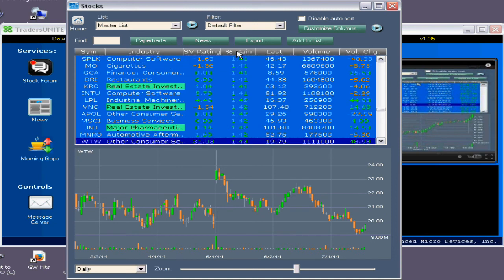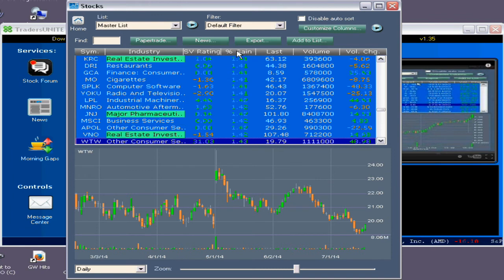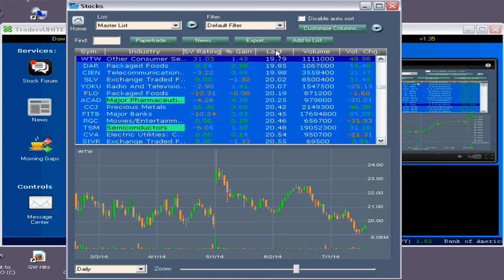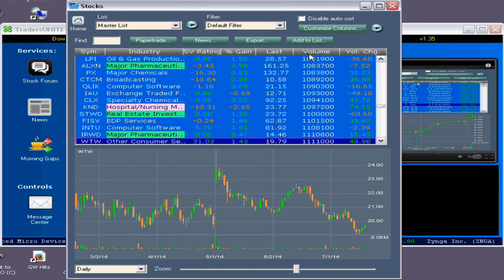Percent gain is the gain that the stock currently has since its previous close. By the way, all this data is in real time, changes while the market's open. Right now the market's closed. Last is the last traded price of the stock. That'll also fluctuate as the market moves. Volume is how many shares it's traded so far in today's session.